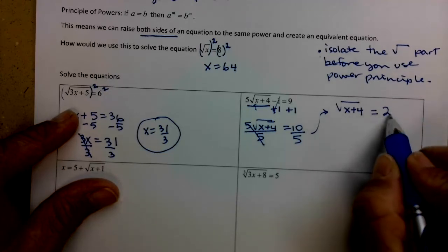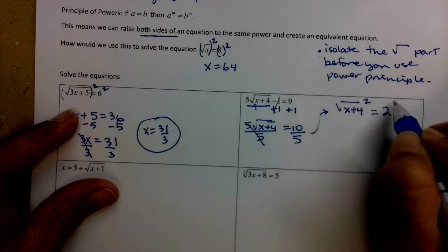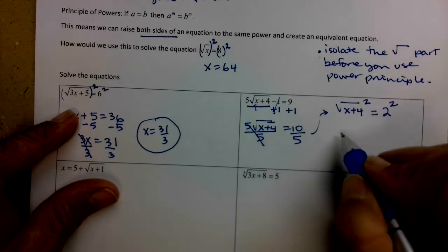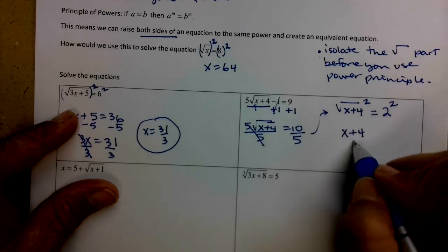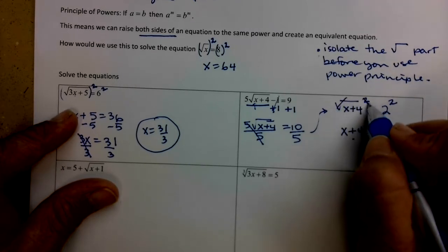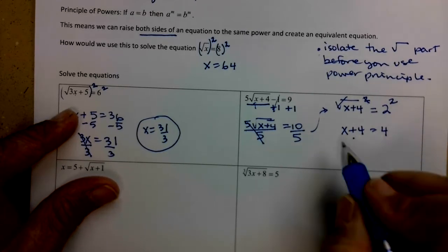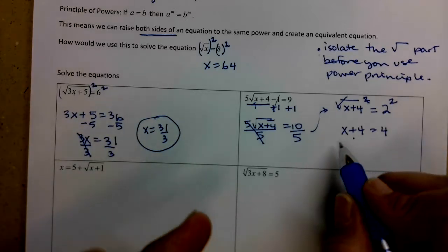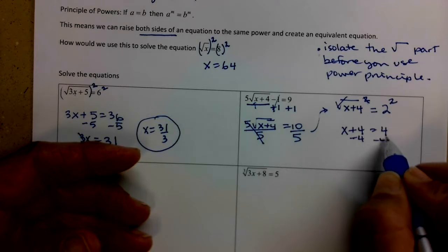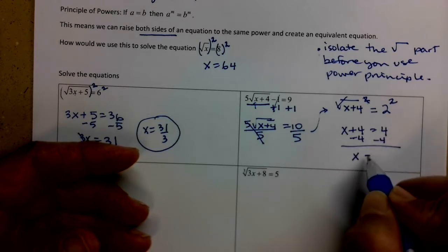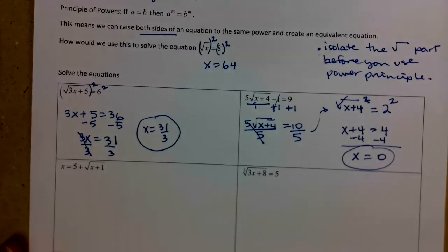So a square root equals a number. So what do we do? We need to undo the square root, so we square both sides. So x plus 4, squaring the square root cancels. They undo each other. And 2 squared is 4. Okay, so we still need to get x by itself. So now that we've gotten rid of the radical, we still have to solve this equation that's left. So I am going to subtract 4 from both sides. So x equals 0. Okay.